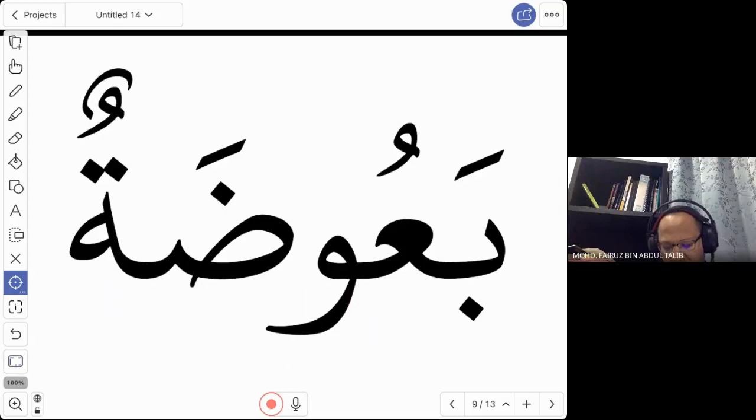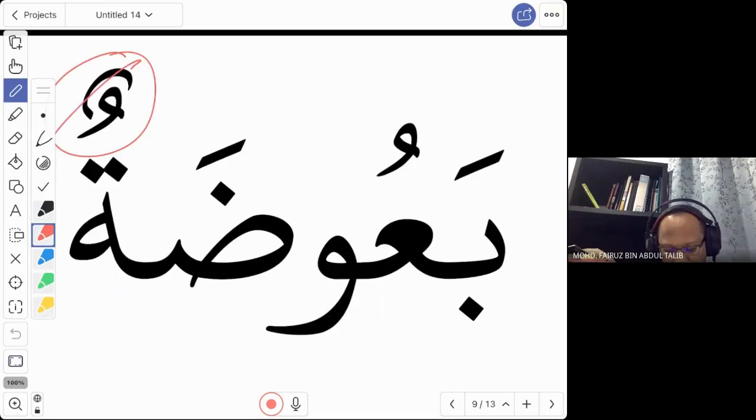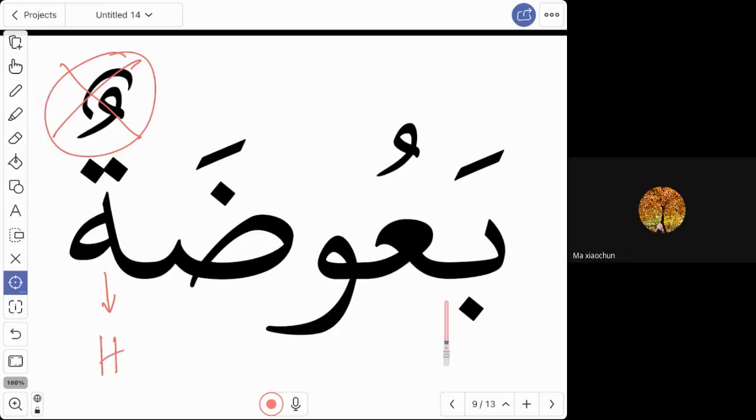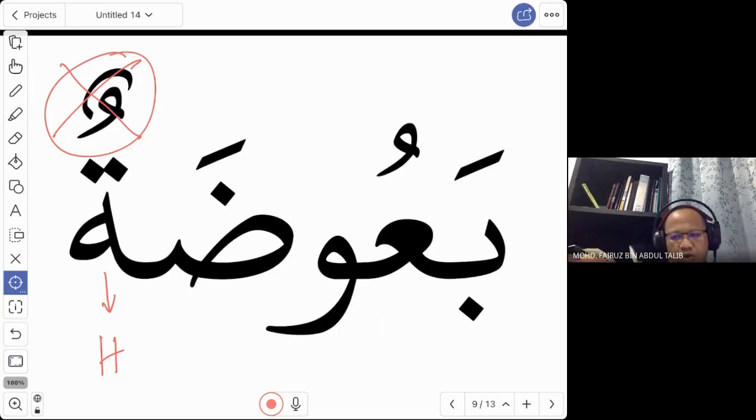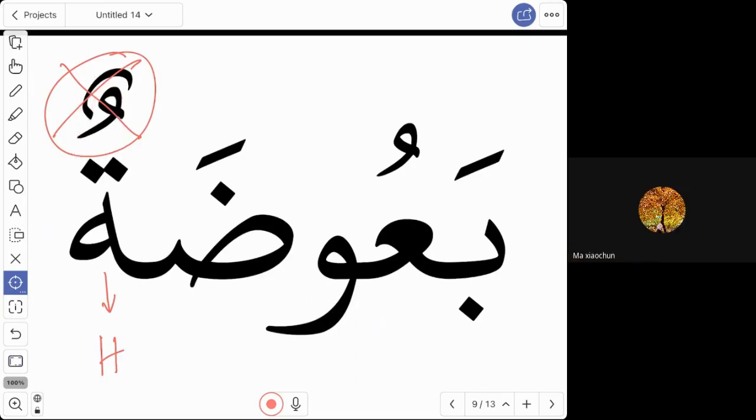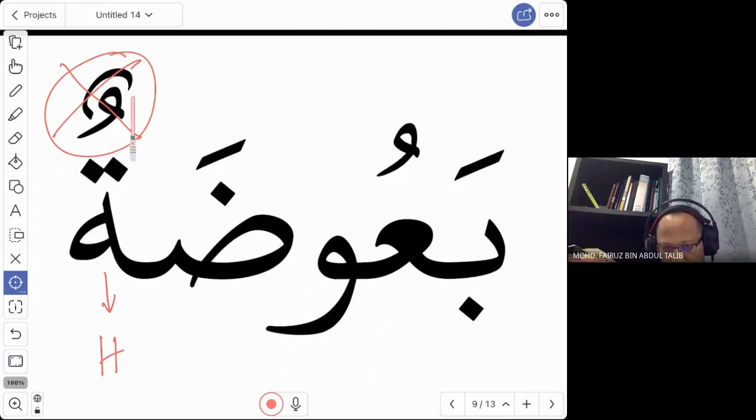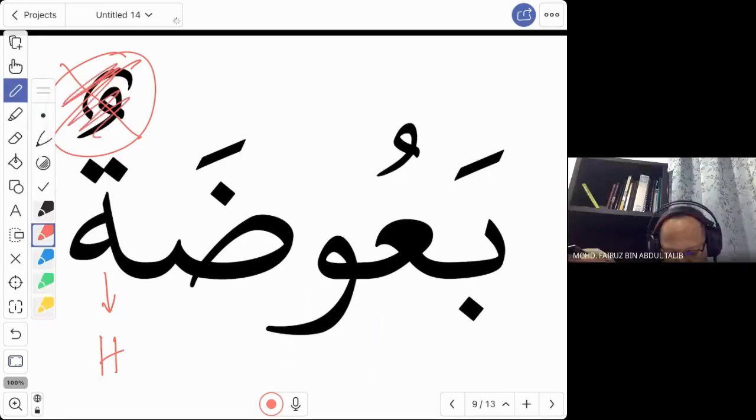You have the long sound here. If you want to skip this tanwin, how do we read? Can you try again, Aisha? This time without this part. So you have to convert this T sound to a H sound. Ba'udatu, no, not with the tanwin. Ba'udatun is with the tanwin. This time you do not want to read the tanwin. Ba'udat is not correct, because if you do not read this ta with the tanwin, the sound will be the sound of a H. Ha sound.